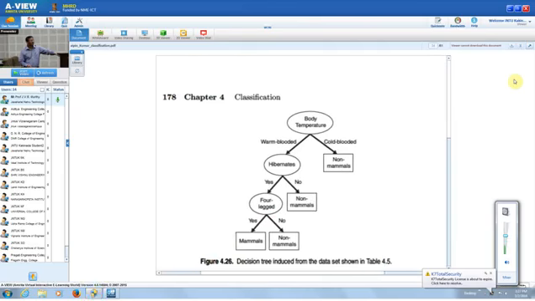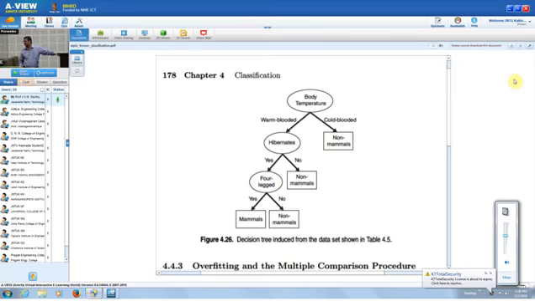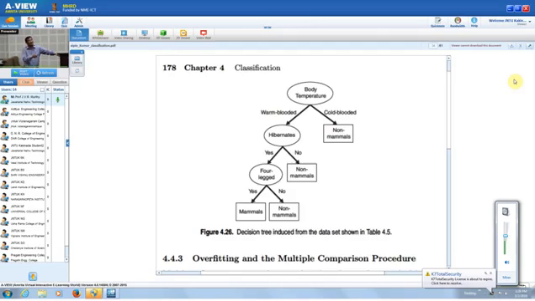Warm-blooded animals that do not hibernate are classified as non-mammals, as shown. But human beings are warm-blooded and they don't hibernate. The human, elephant and all these are misclassified here because of the lack of representative samples. Those representative samples are not there in the previous 5 records. But from those 5 records, this is the decision tree that has come.